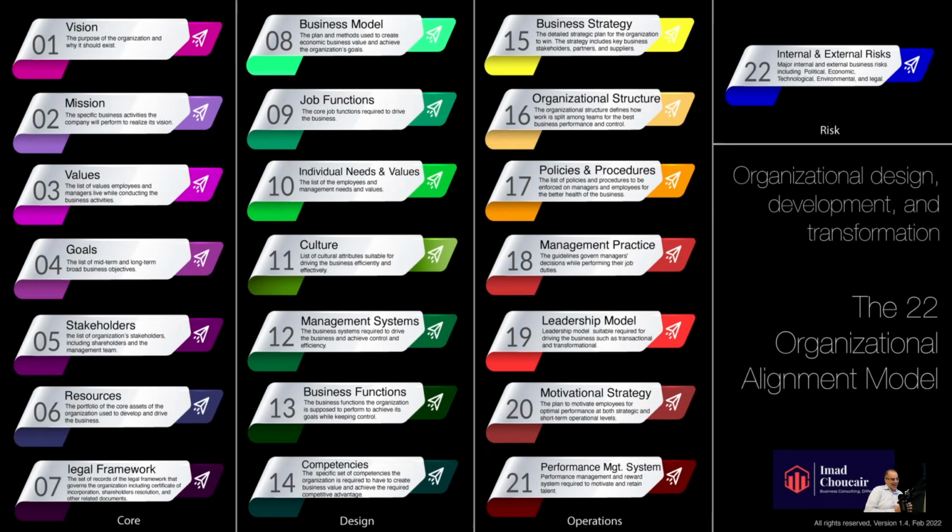I borrowed this from my doctorate research on organizational design and alignment. So, you perhaps can take a screenshot or come to my website, imadshukair.com, and you will be able to see some documentation about this. Now, these are the 22 elements of an organization. If you are designing a company, normally these are the core elements of an organization.